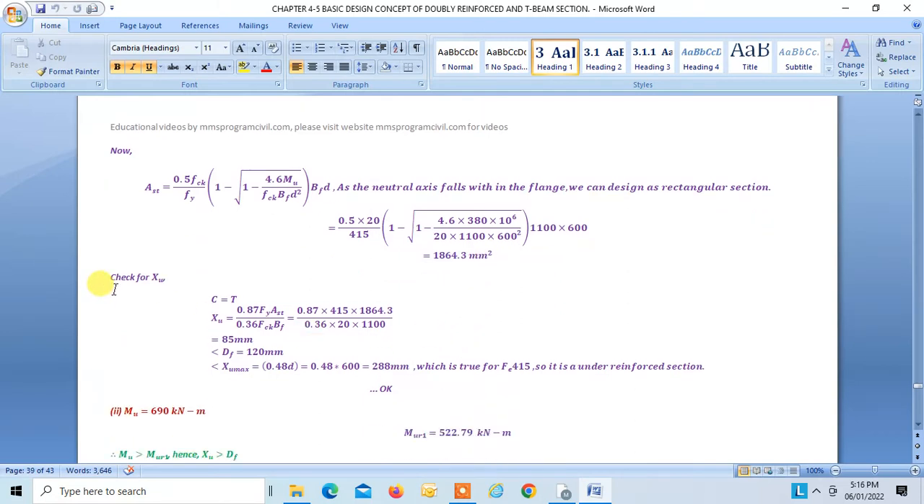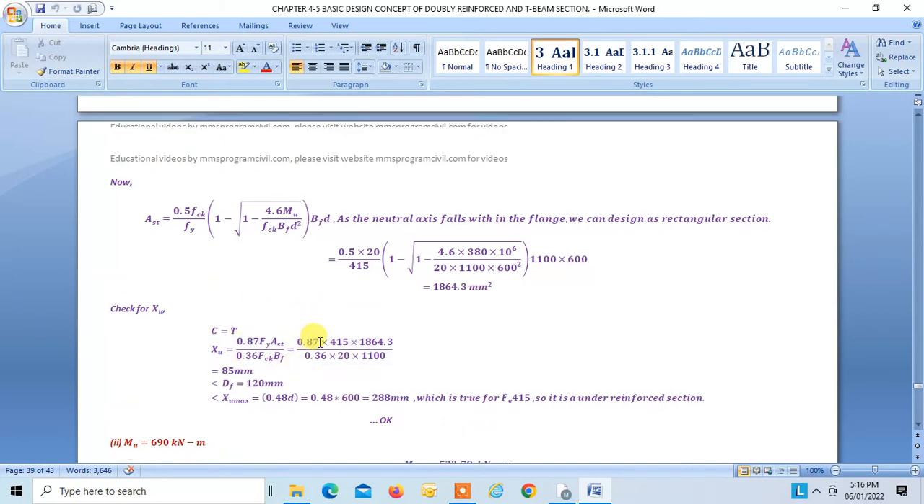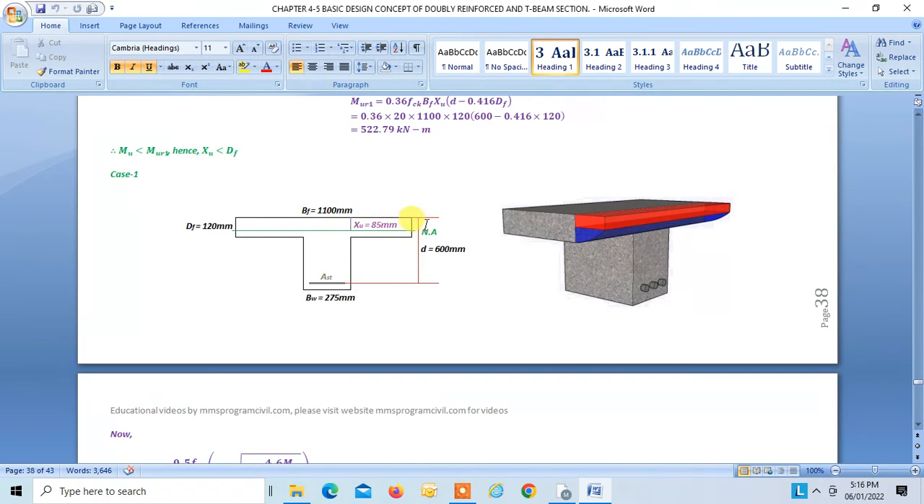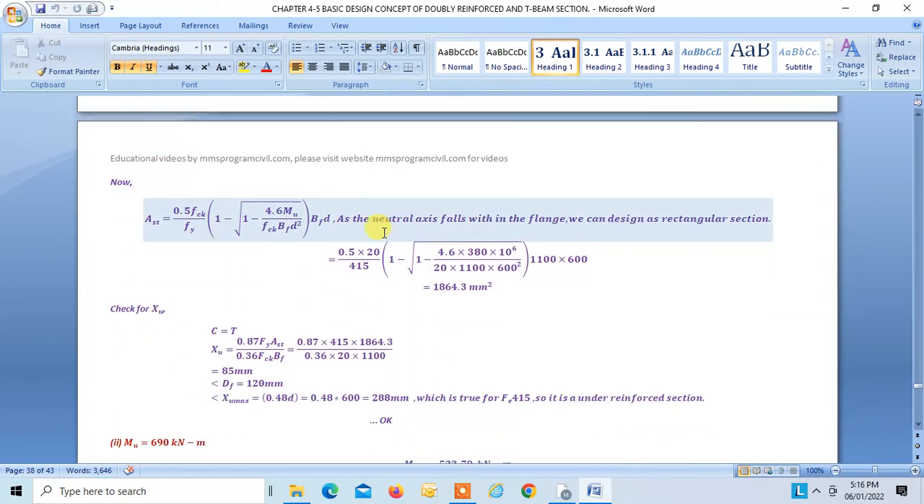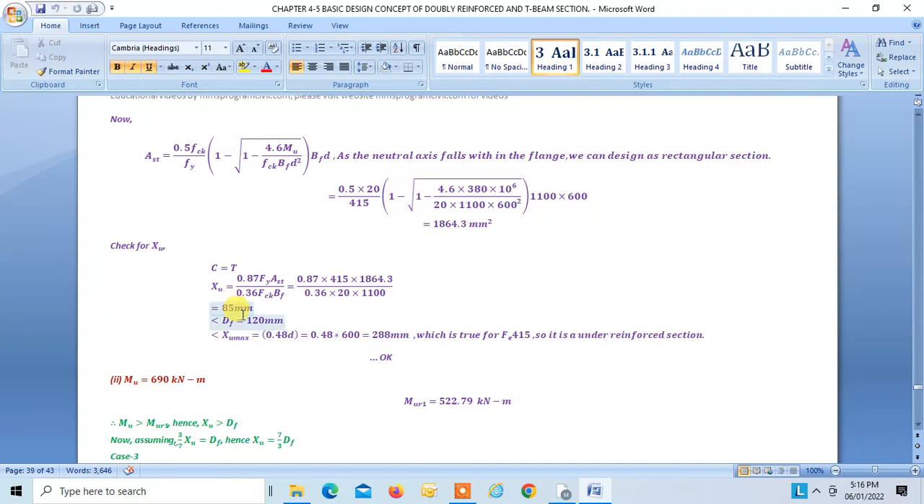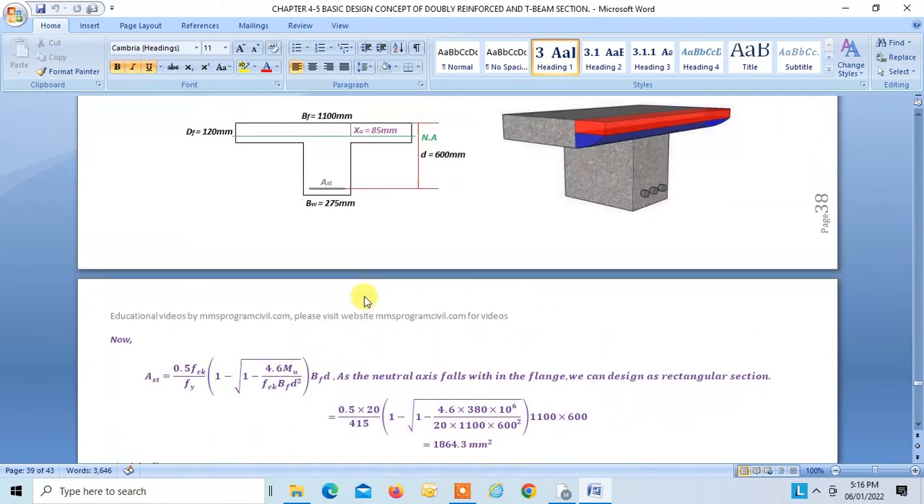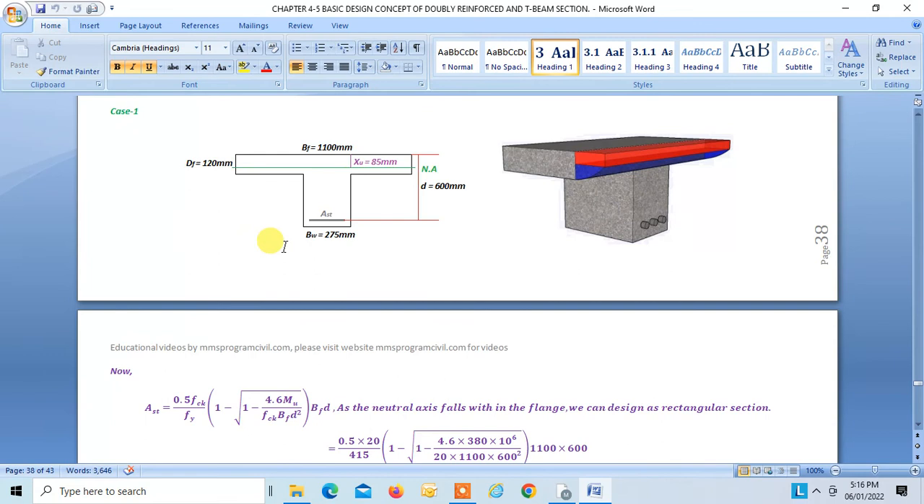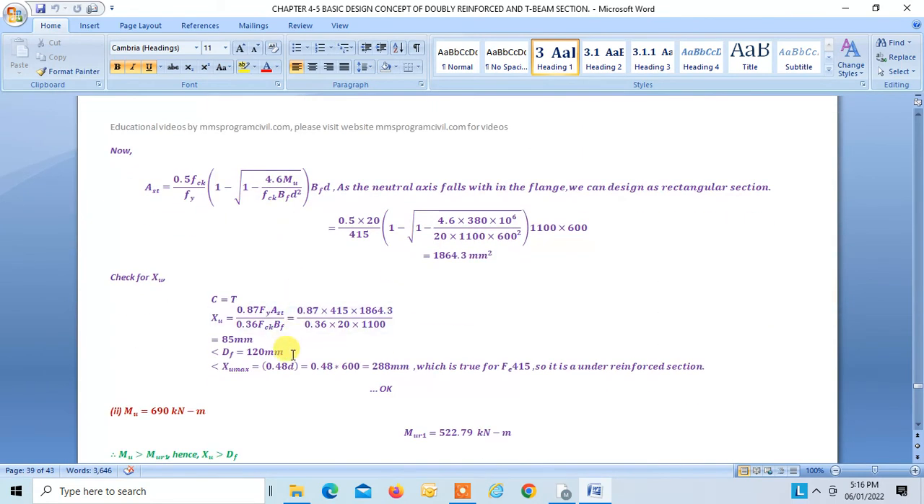Now let us find the actual XU. C is equal to T. You can find actual XU, that is equal to 85 mm. Alright, so our neutral axis falls within the flange. That is our assumption, which is proved to be true, right? So XU is less than DF. DF is 120, so that is definitely true.